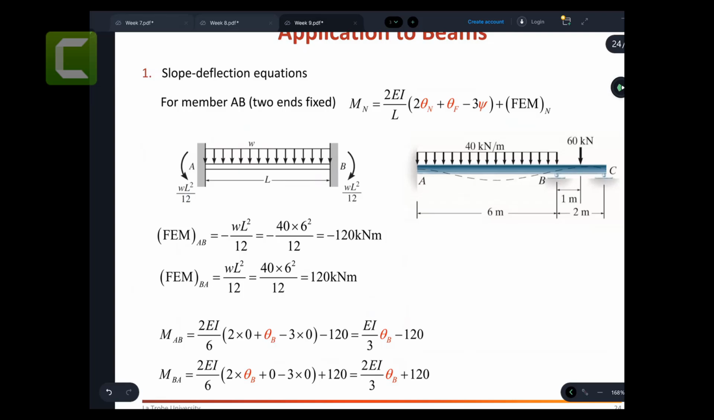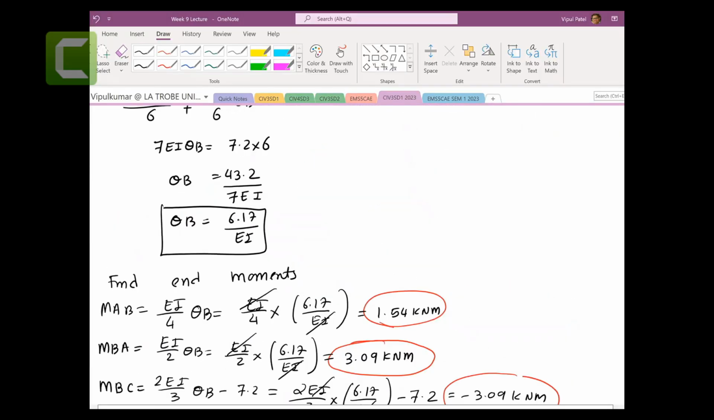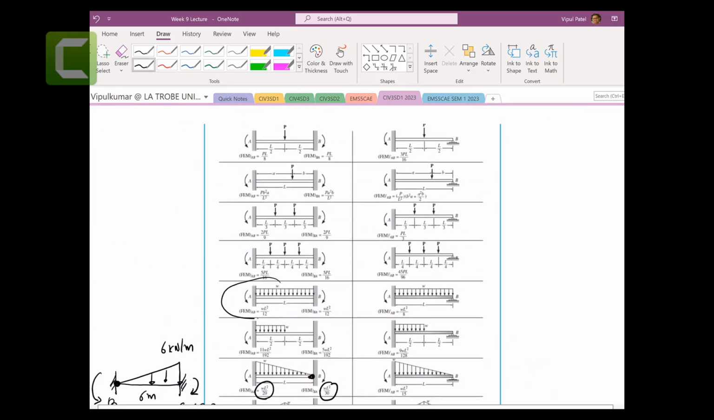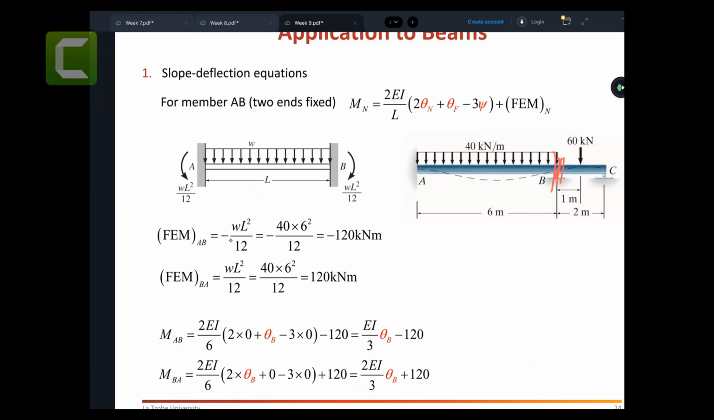What you do, you calculate the fixed end moment first. You clamp member AB and use our tables. There you go, the table is here. This figure matches: WL square on 12, WL square on 12, both sides. You put the negative because this is anti-clockwise, and this is clockwise, so this is positive. Clockwise is positive. So 120 is positive, WL square, 40 is coming from here, and the length is coming from here, 12, so minus 120 and plus 120. Calculating fixed end moment is quite simple.